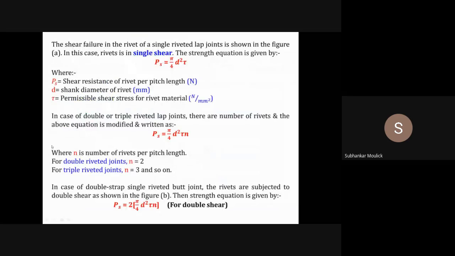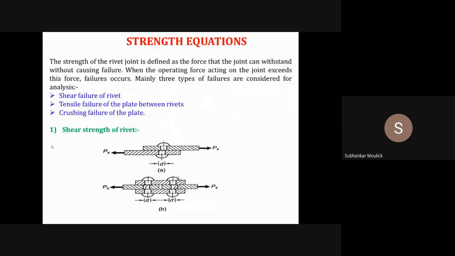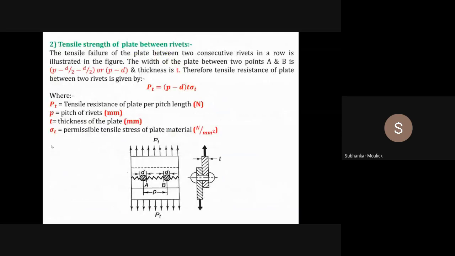So this is about the shear strength of the rivet. Next is the tensile strength of the plate between the rivets. That means the joint can fail due to tensile strength. So if you see, this first figure is the top view of the single riveted lap joint, and this is the front view.